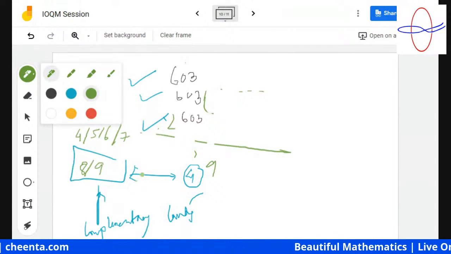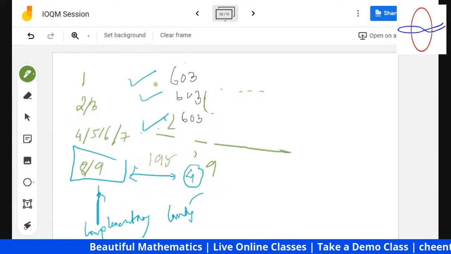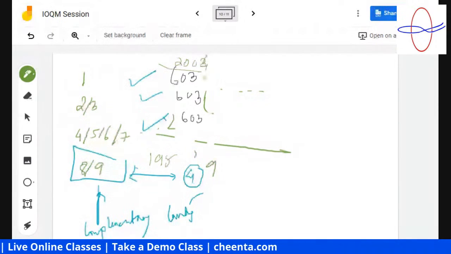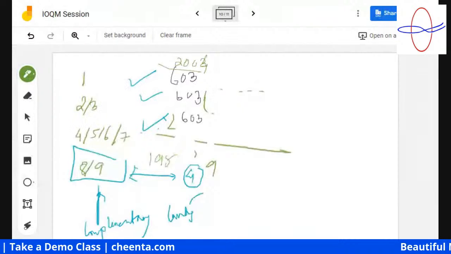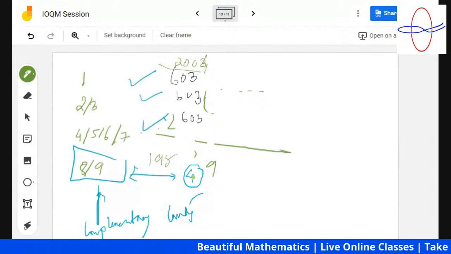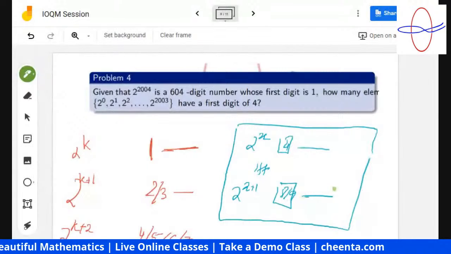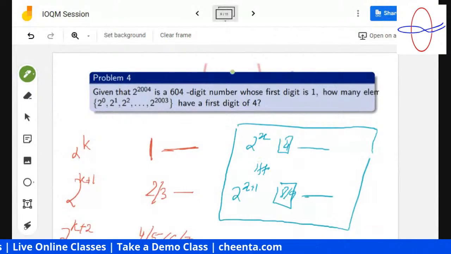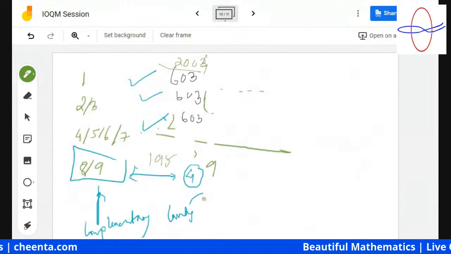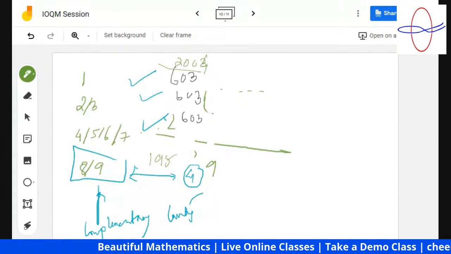Okay, so now let's put the value in. 195 numbers, because the total is 2003, so now 195 numbers, 2004. 195 numbers which start with 8 and 9, right? Therefore a number starts with 8 or 9 if and only if its half starts with 4. So therefore it has a bijection with the powers of 2 which start with 4, right? So exactly 195 numbers start with 4. Very beautiful, right?